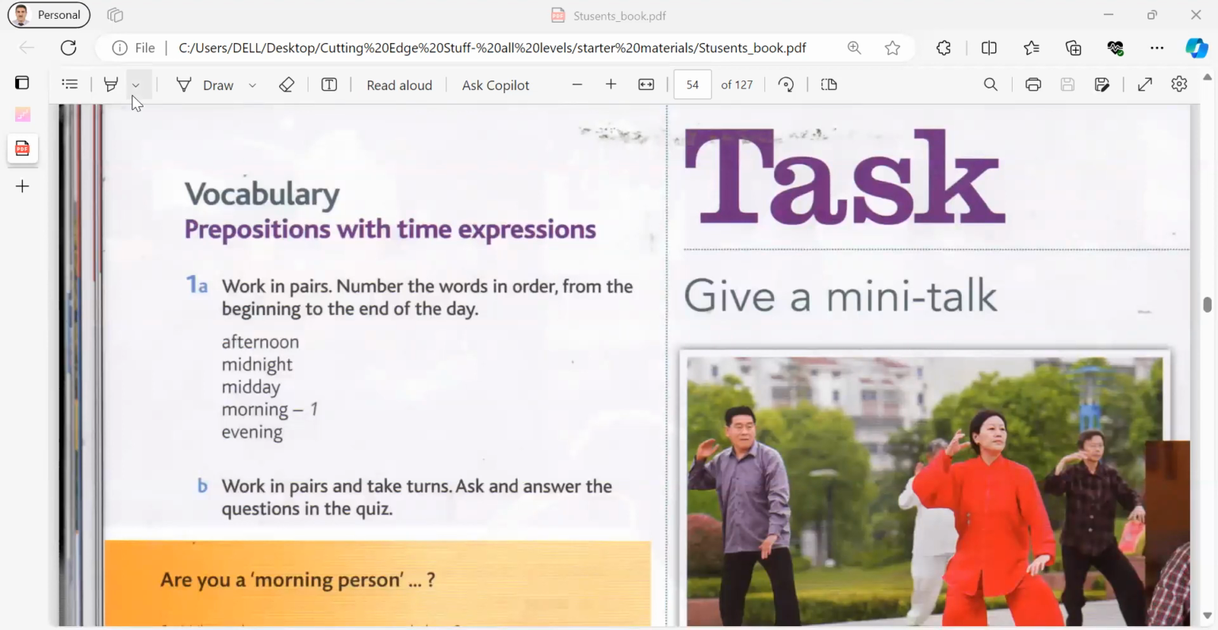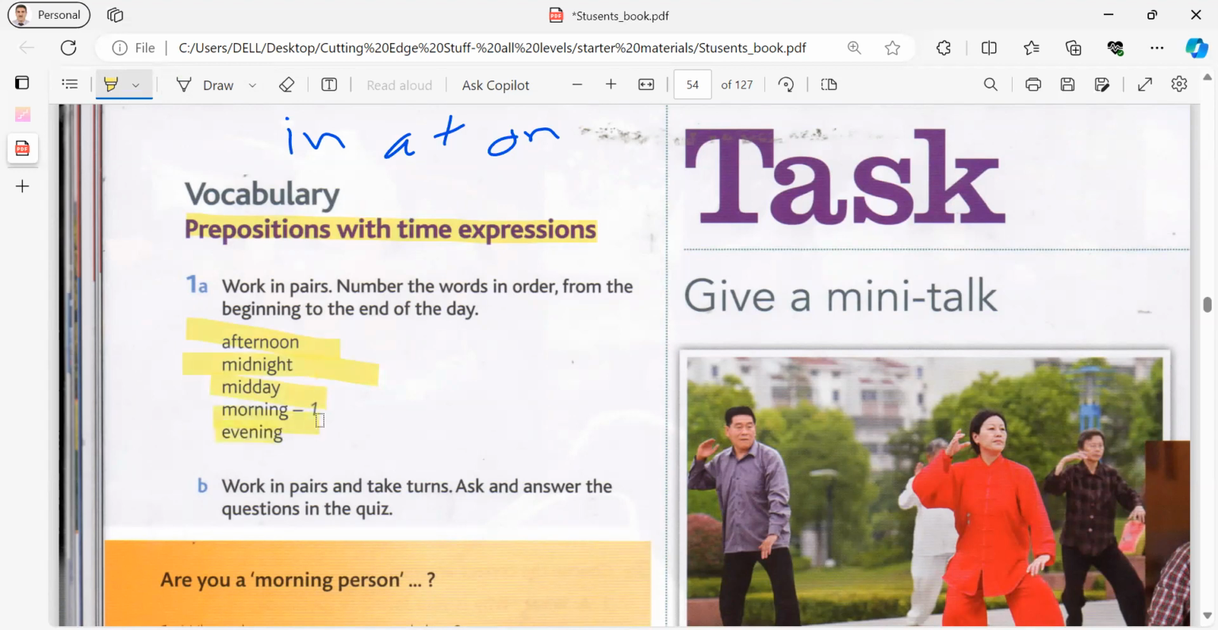So today, ya shabab, inshallah, we should complete Unit 7 vocabulary focus, prepositions with time expressions. What do I mean by prepositions? Prepositions, حروف الجر, like in, at, on. We call them time prepositions. So here, can we start ordering these time phrases in order?